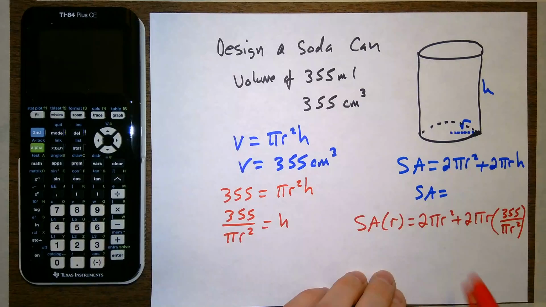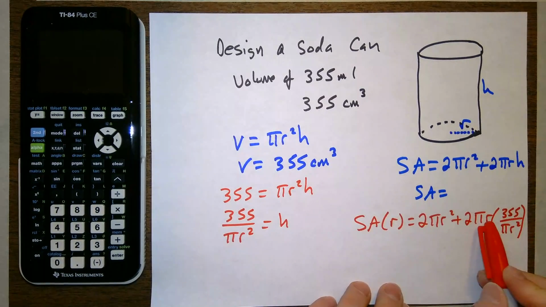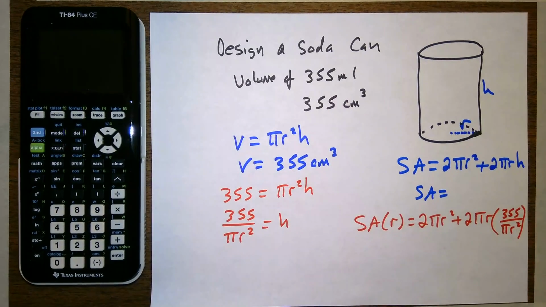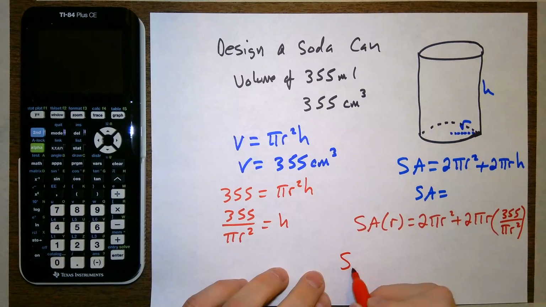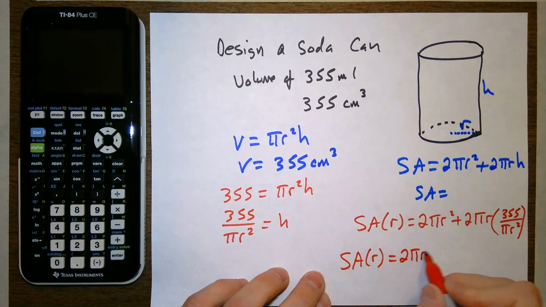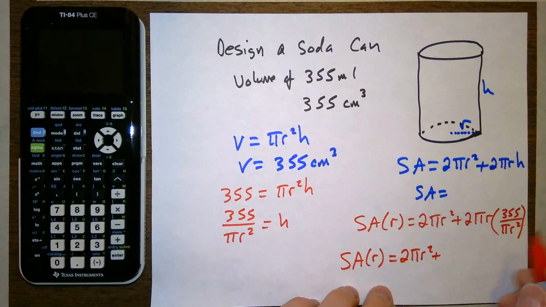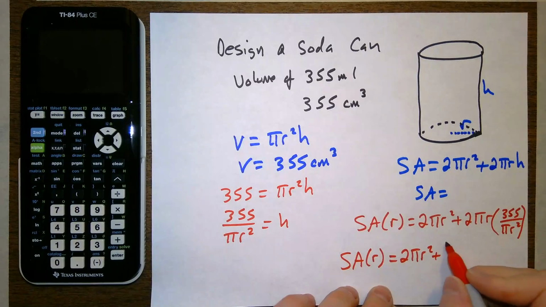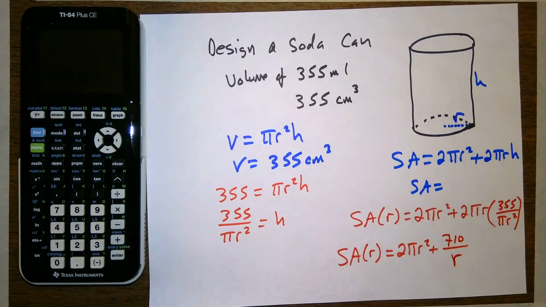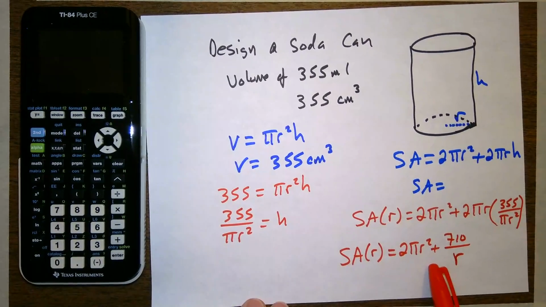And we can see that the radius is the variable. And here it is. I'm going to have a rational function here. This radius will cancel with one of those, but I'm still going to have an r over there. If I clean this up a little bit, the function I'm going to be working with is going to look like this. The surface area as a function of the radius is 2 pi r squared plus, let's see, the pi's will cancel here. 2 times 355 is going to be 710 over my radius. So there's my equation that I need to work with.